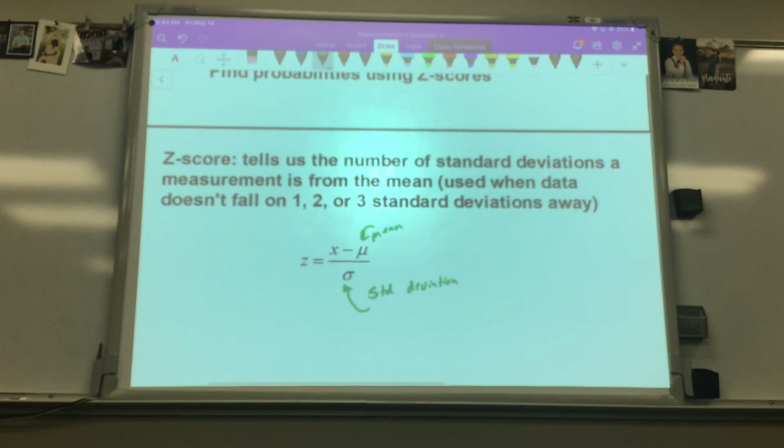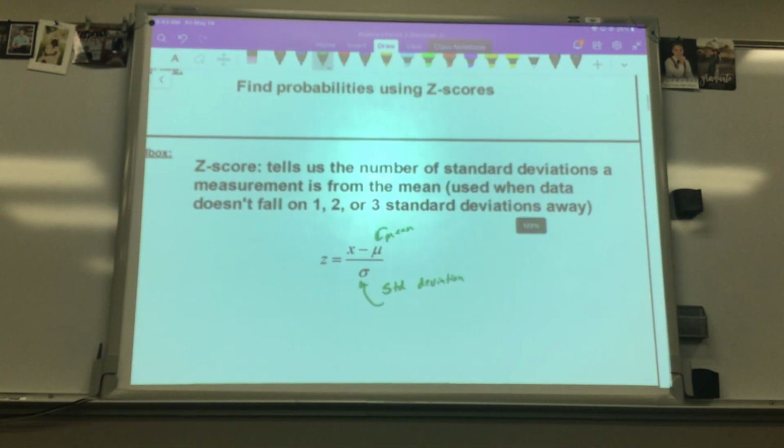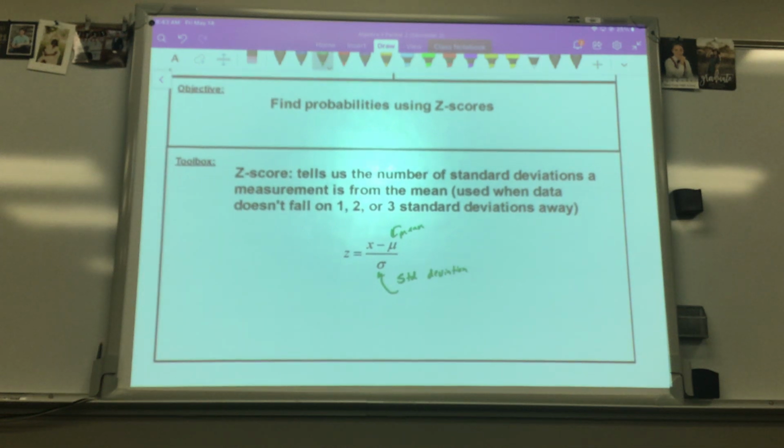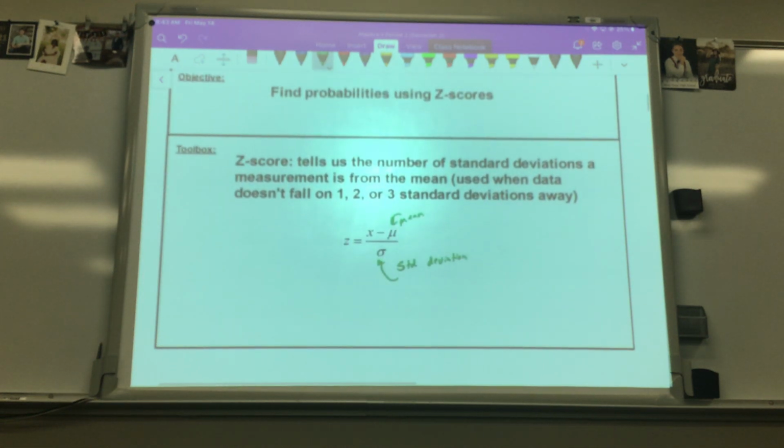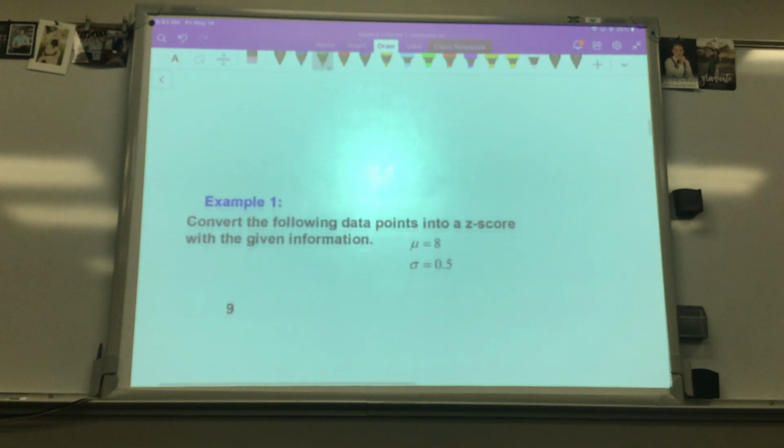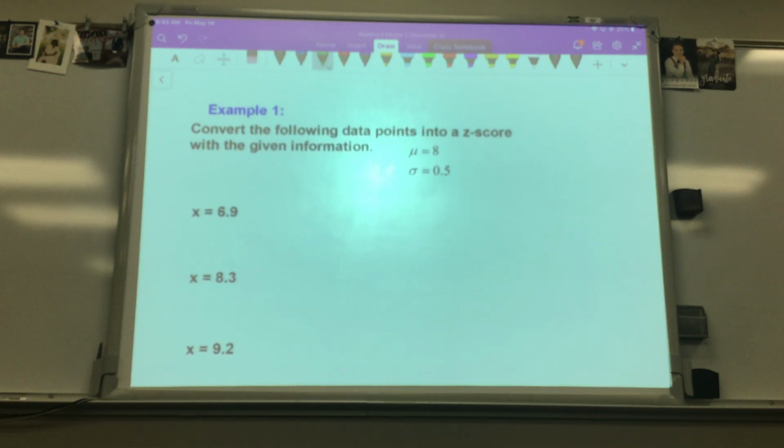Okay, so first and foremost, we're going to have to find the z-score. With that z-score, that's what we have that table there for. I'll explain that a little bit more in a second. So to start, let's first find z-scores.